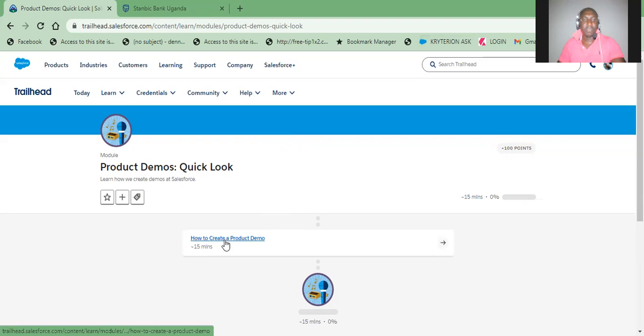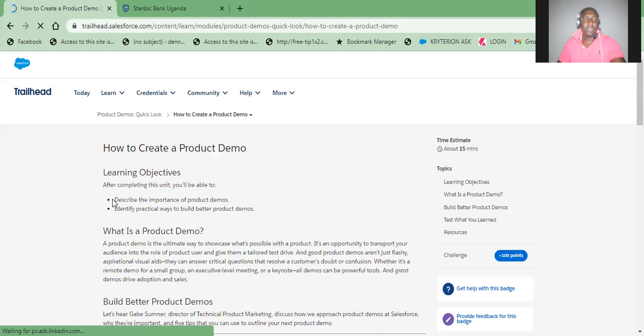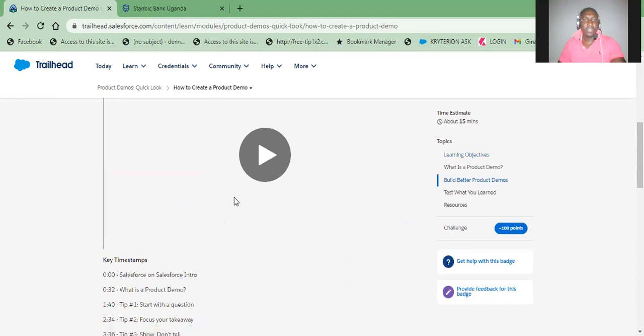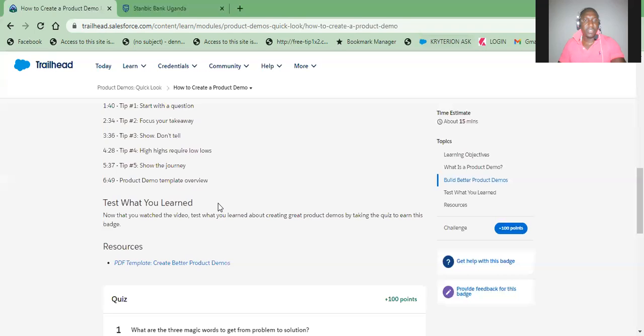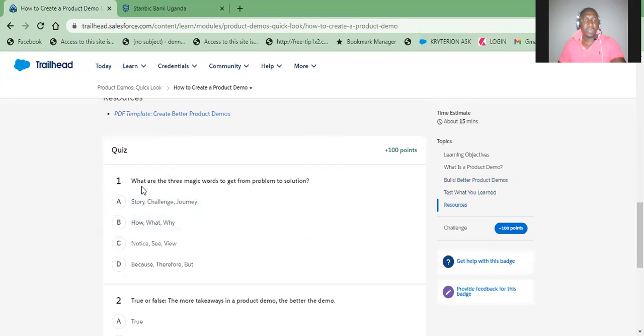After that, we shall begin with the first unit: how to create a product demo. This one has only 2 learning objectives. I encourage you please to read through the learning objectives. We have notes here. We have a video. Please watch this video to get the best out of this module. And at the end of it, you'll be tasked to do a quiz.